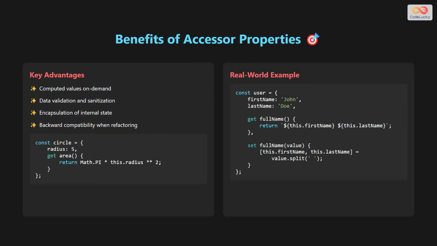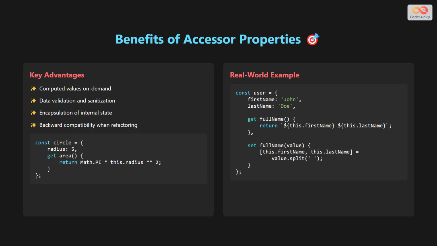Accessor properties offer several advantages. They allow you to calculate values on demand, which means you don't have to store the value if it can be derived when needed. They enable validation and sanitization, so you can check if a value is valid before setting it. They encapsulate internal state, providing better control over how properties are modified, and they ensure backward compatibility during refactoring, allowing you to change the internal implementation without changing the external interface.